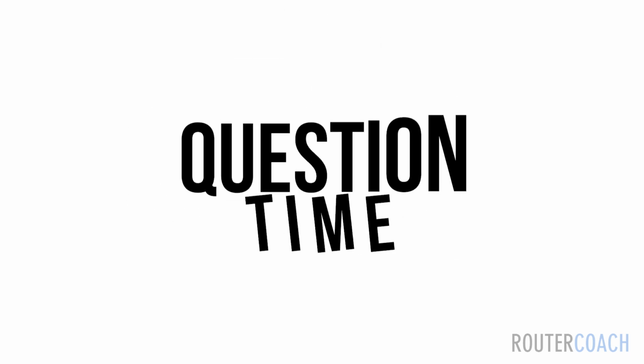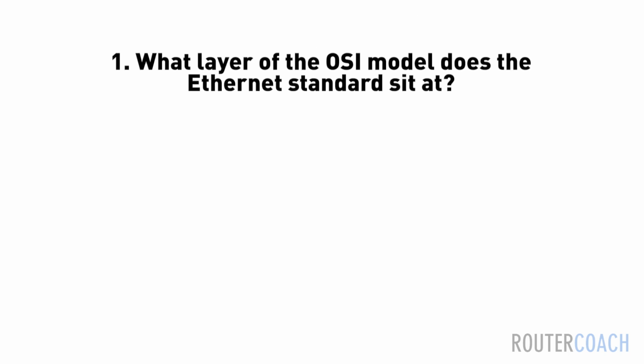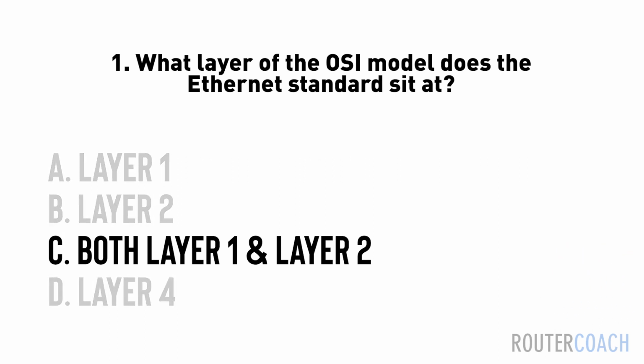Now, it's question time. 1. What layer of the OSI model does the Ethernet standard sit at? A. Layer 1. B. Layer 2. C. Both Layer 1 and Layer 2. D. Layer 4. The answer is C.